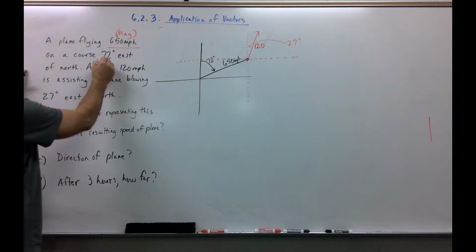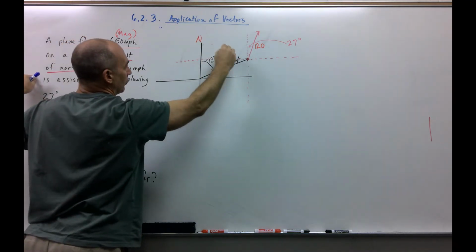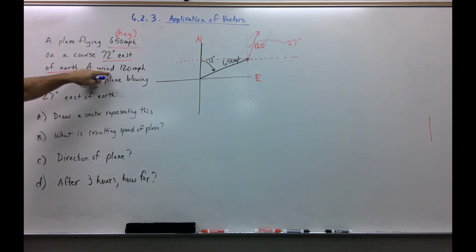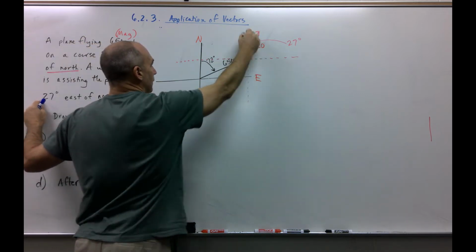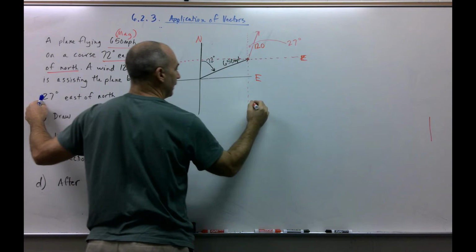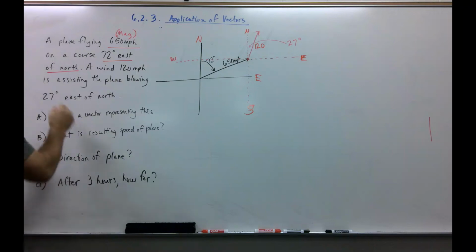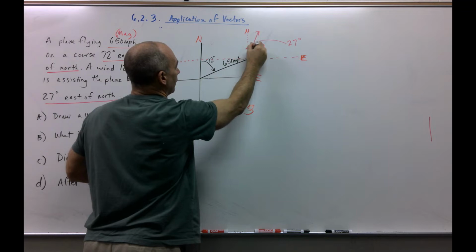So here it comes, 72 degrees east of north. So I start north and I go to the east, 72 degrees, and there it is. A wind, now here comes a little tricky thing, is assisting the plane, blowing 27 degrees east of north. Well, if the airplane at that moment is right here, it's like the x-axis and the y-axis get moved. So now we've got east, and we've got south, and we've got north and west again. And the problem says 27 degrees east of north. So this little slice here is 27 degrees.